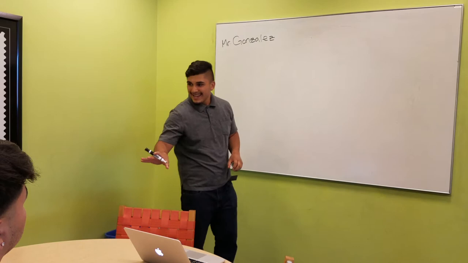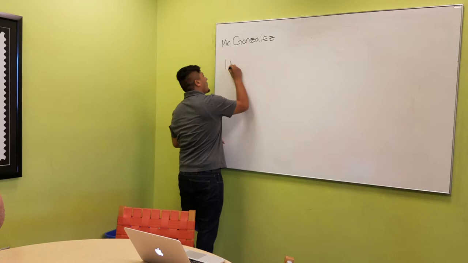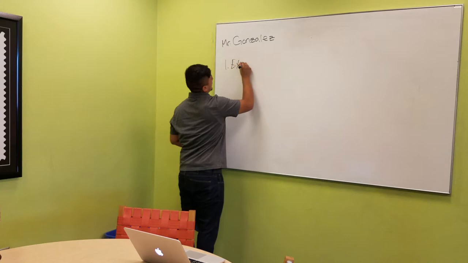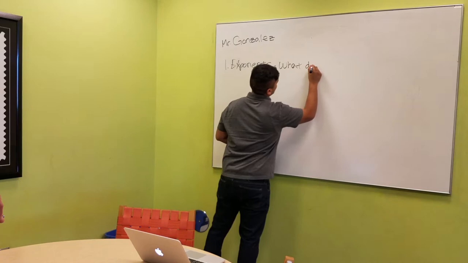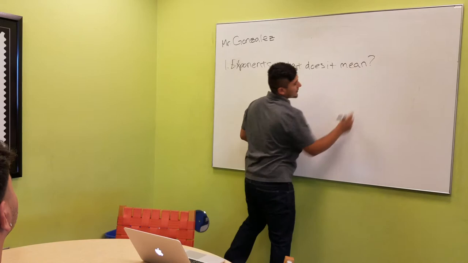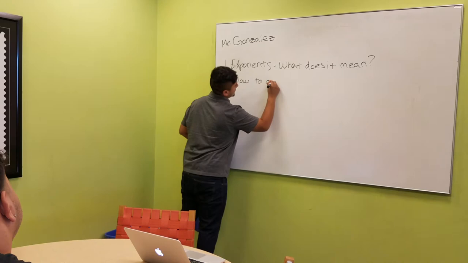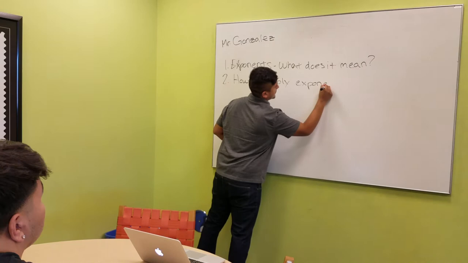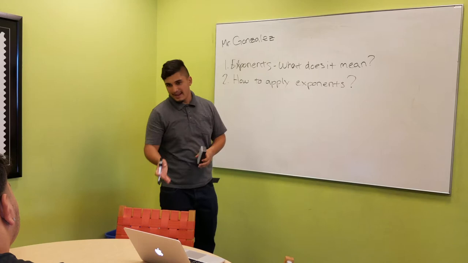So today, we're gonna go over three things. One is exponents. That's like the big idea. So what about exponents? What does it mean when a number has an exponent? Two is how to apply exponents. And this applies to not only squares, we're going to learn squares, cubes, and fours and fives, and so on and so forth.